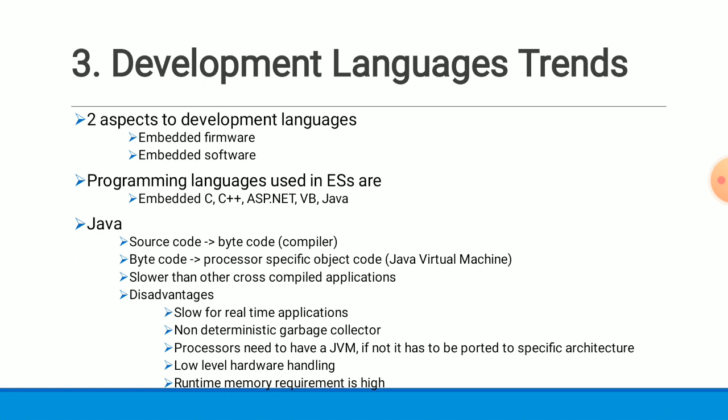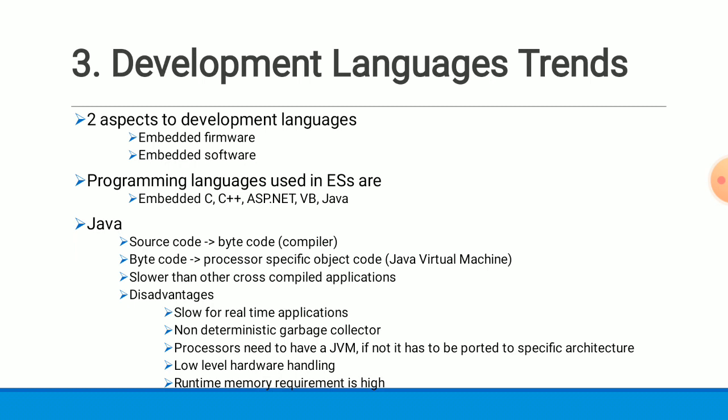And what is embedded software? Embedded software is the software that runs on host computer, that is called embedded software. So initially, the commonly used languages for embedded system development was embedded C, C++, etc. But nowadays other languages are used for embedded system computing like ASP.NET, VB, Java, etc. So next we will learn how Java is used for embedded computing.